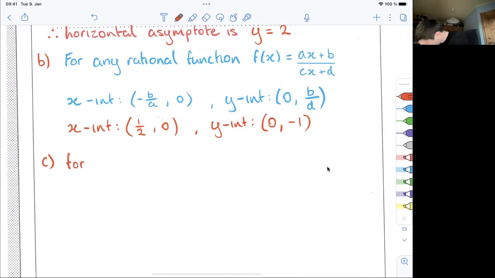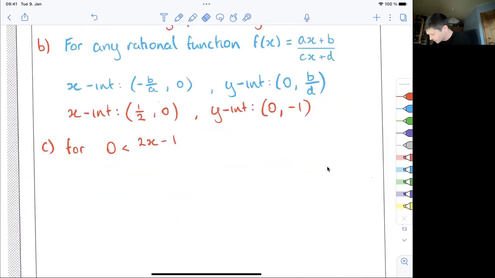for 0 less than, 2x plus 1. Oh wait, it was minus 1, wasn't it? 2x minus 1 over x plus 1, less than 2, x must always be more than a half. And there is the answer to part C.